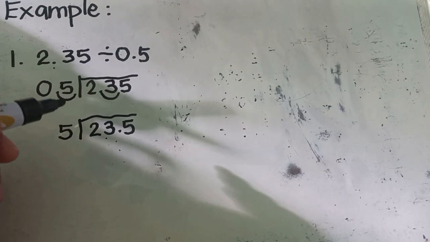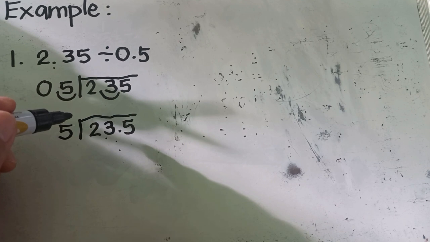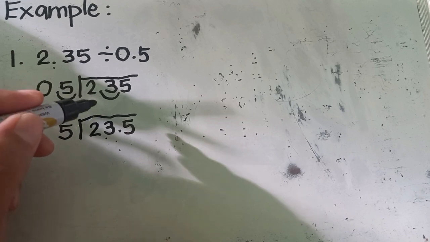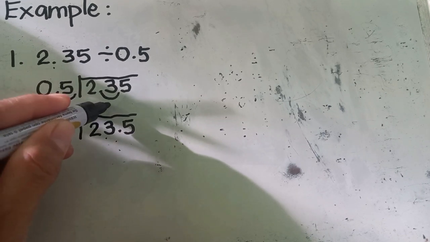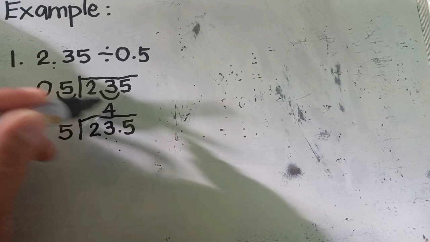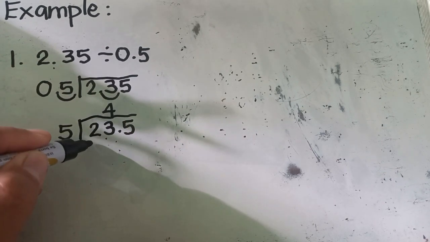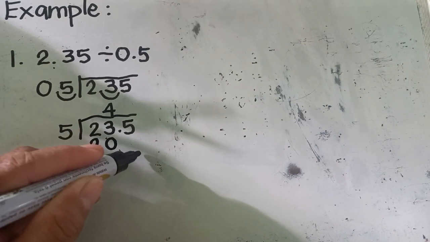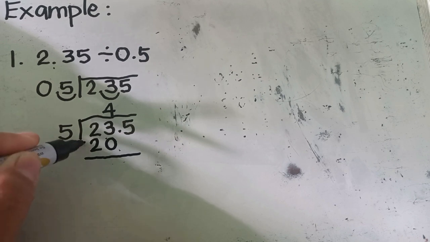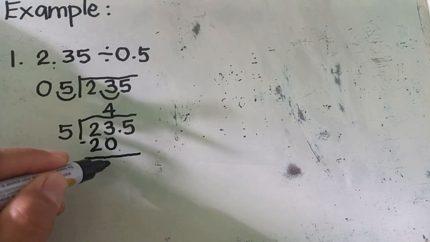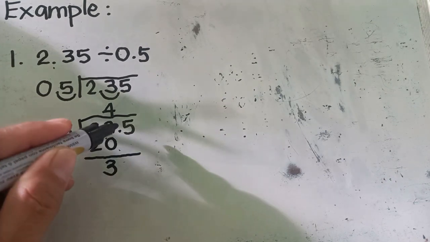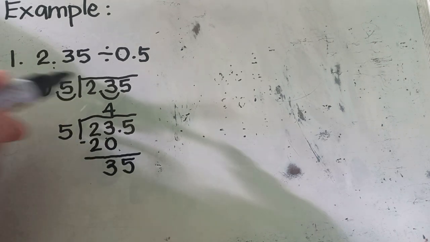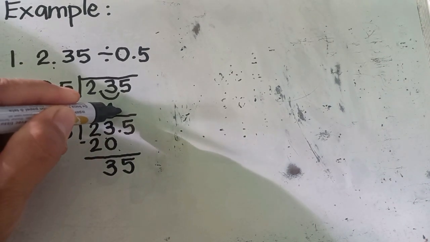So 23 divided by 5. How many groups of 5 are there in 23? So we have only 4. So 4 times 5 is 20. Then we will get the difference. 3 subtracted by 0 is equal to 3. Then we will bring down 5, so nagiging 35 na. Tapos kopyahan lang natin ang decimal point.